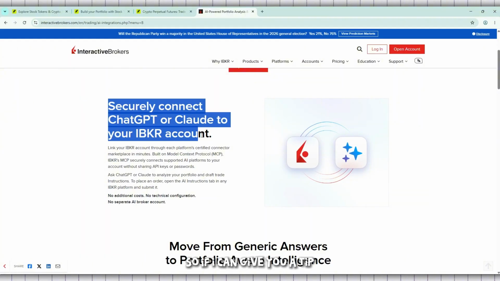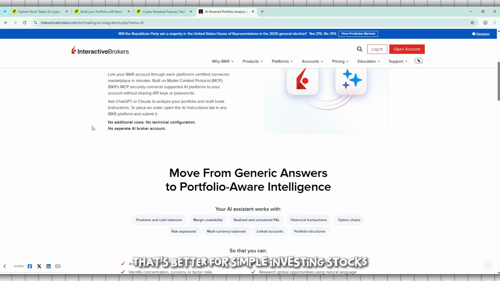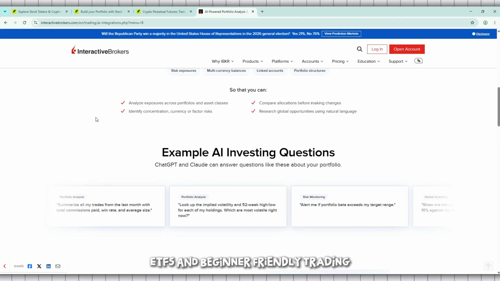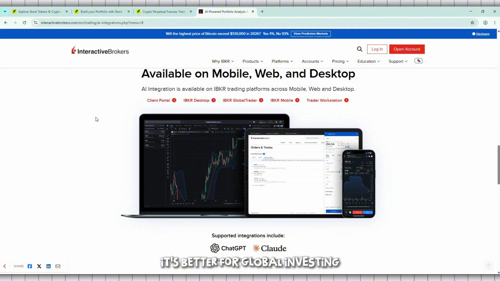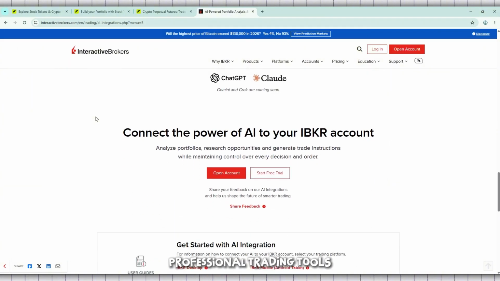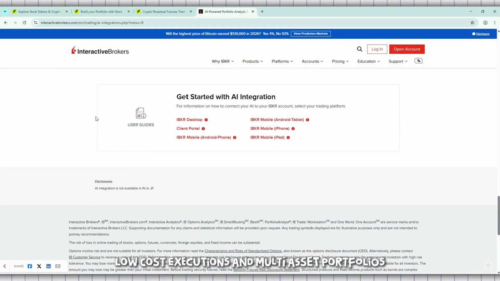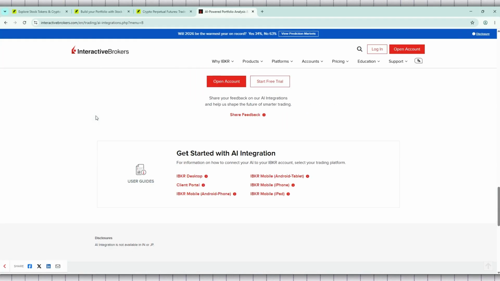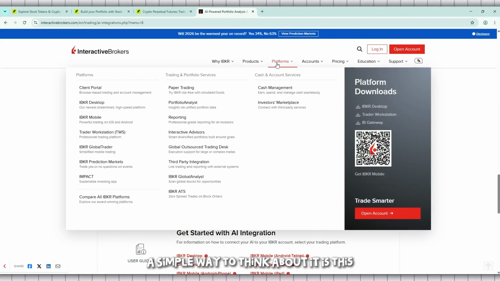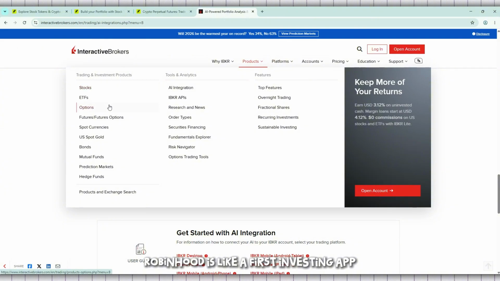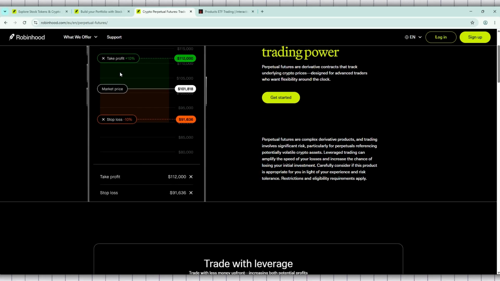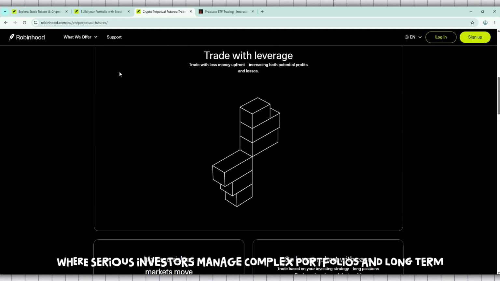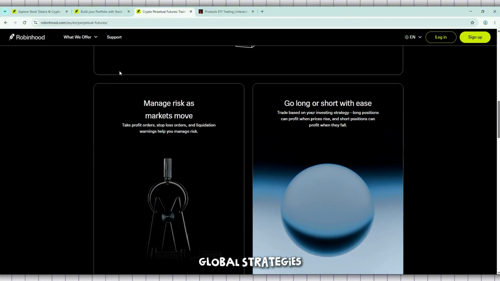So if I can give you a tip, Robinhood is better for simple investing in stocks, ETFs, and beginner-friendly trading. And Interactive Brokers is better for global investing, professional trading tools, low-cost executions, and multi-asset portfolios. A simple way to think about it is this. Robinhood is like a first investing app where you learn the basics and build confidence, while Interactive Brokers is more like a professional trading workstation where serious investors manage complex portfolios and long-term global strategies.